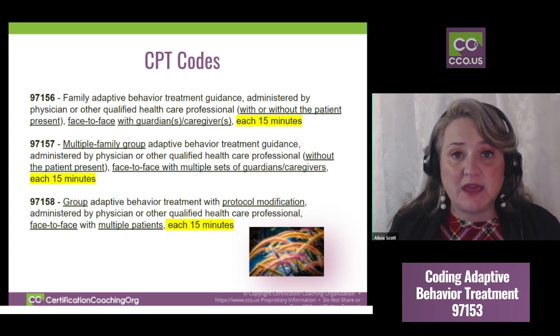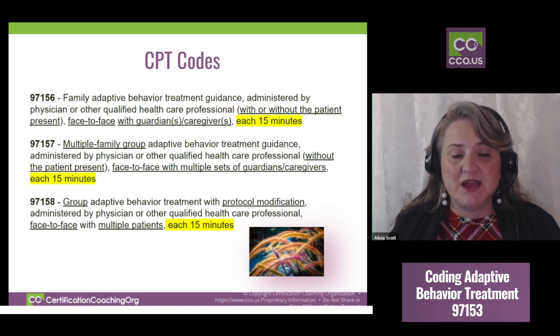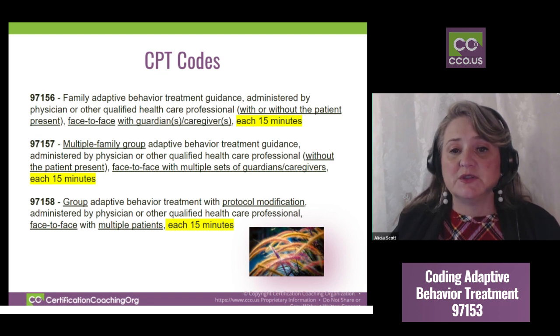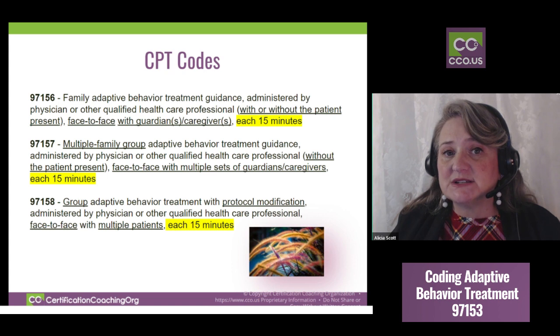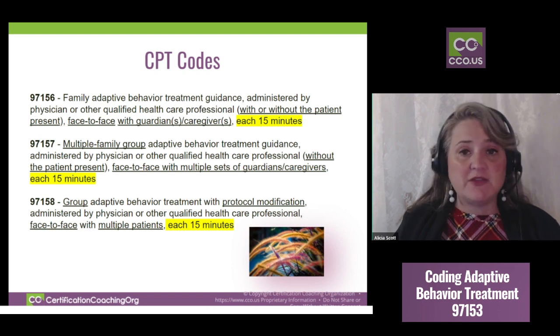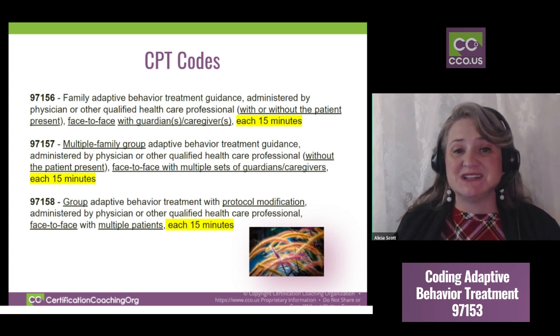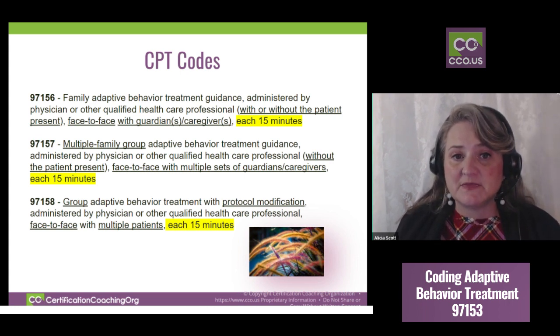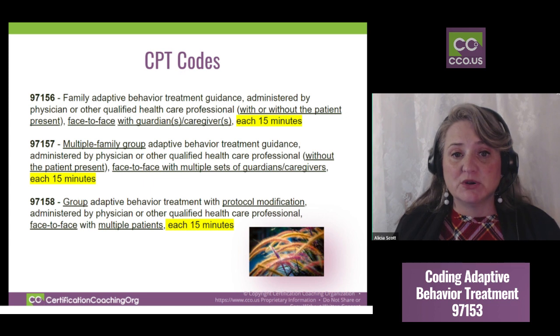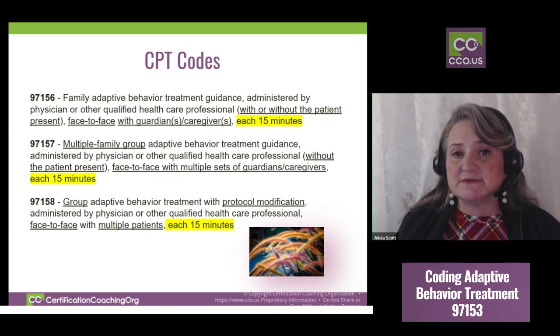97156, family adaptive behavior, which technically I would go ahead and underline family. I didn't because these are all, but this is the header, family. And then it goes on, look in the brackets, with or without the patient present. So we could have the mother and father there, and the patient could be in the other room playing with a toy, or the patient could be there. Doesn't matter. So it doesn't have to be face-to-face with the patient. So face-to-face, though, with a family member or family members, with guardians or caregivers.